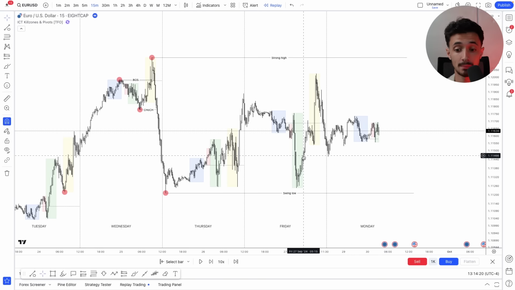If you remember my trading plan, you will know that London is 2 a.m. till 5 a.m. We are UTC-4, which is New York. So it's 2 a.m. to 5 a.m. That's my London window. My New York window is 7 till 10 a.m.